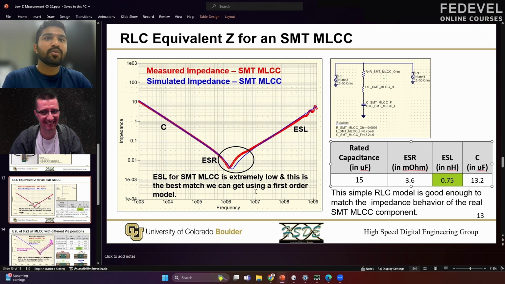So yes, we see that we have this small discrepancy in the measurement simulation correlation. We also know that for such low inductances for a capacitor, this is the best kind of correlation that we can get using a first order RLC model. If we have to get a better match than this, we should move to second order models. But that's not the point of this presentation. Here we are just seeing how to measure and analyze the low impedances of these small components. So a first order RLC circuit is good enough, which gives us this measurement and simulation correlation.